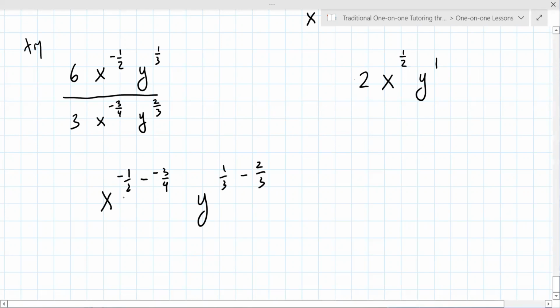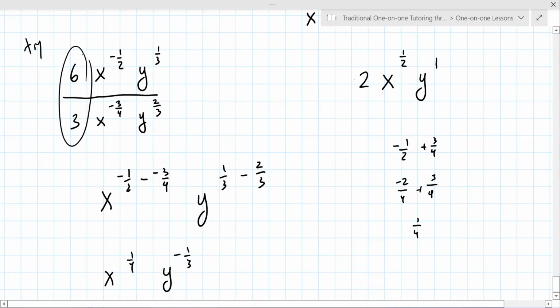So the first one here becomes, we'll do it off the side here, -1/2 plus 3/4. So your common denominator is 4. And so that becomes 1/4. The 1/3 minus 2/3 already has a common denominator, so it'd be -1/3, like that. And then the 6 divided by 3 is 2.